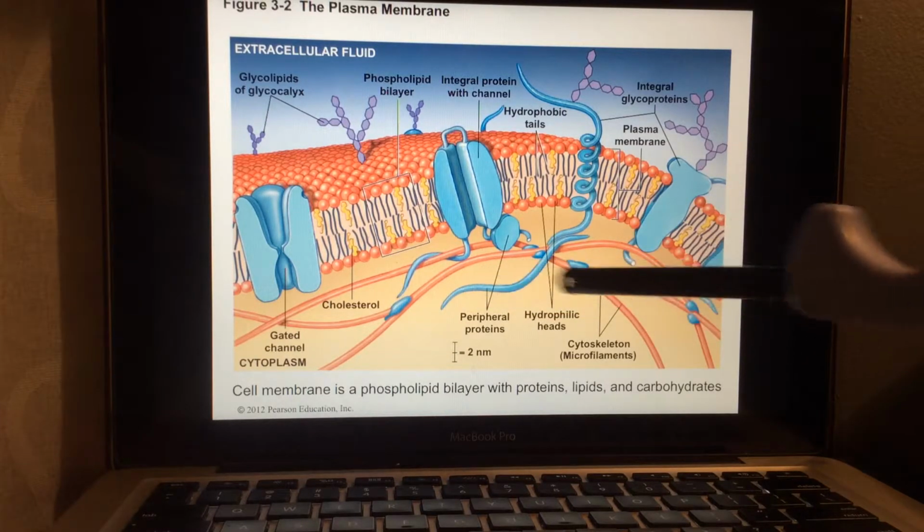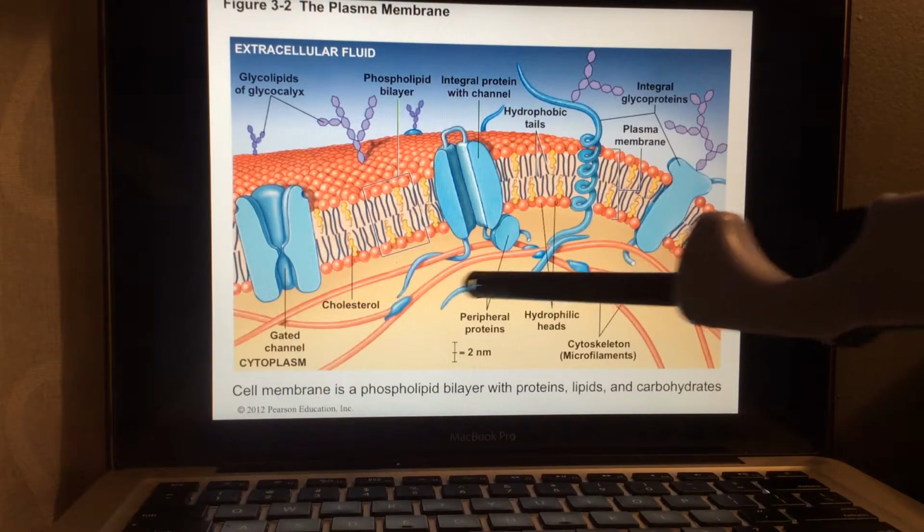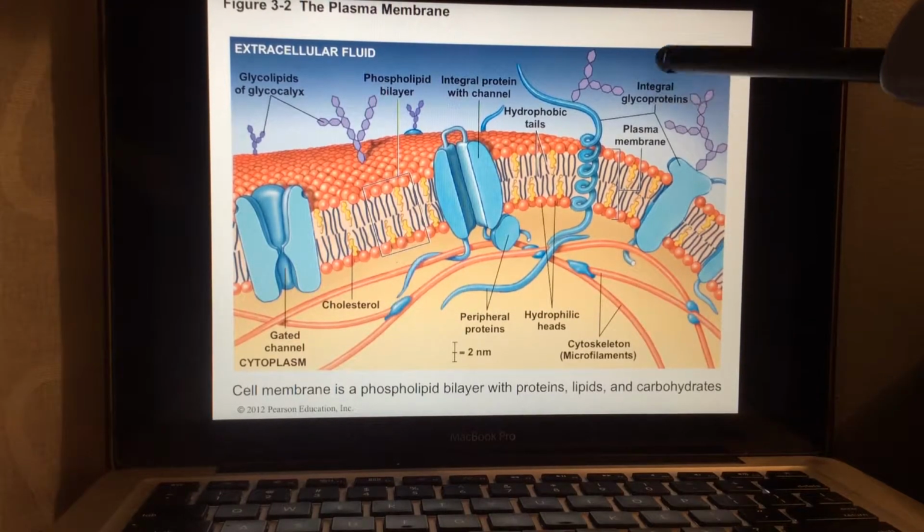inside the cell you'll find the cytoplasm with the cytosol, and then this part is going to be the extracellular fluid. So when we talk about the cell membrane or the plasma membrane, it's a phospholipid bilayer. It's a semi-permeable membrane that allows some things in but keeps some things out, and you'll find proteins, lipids, and carbohydrates there.